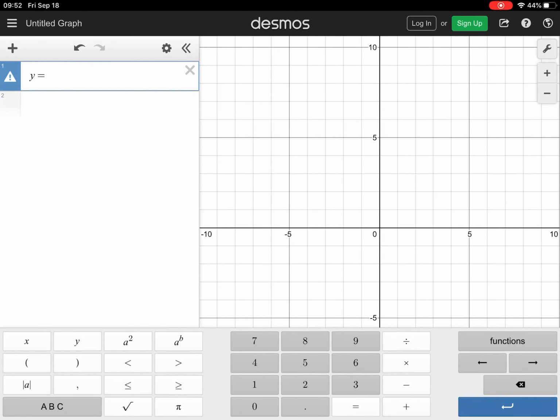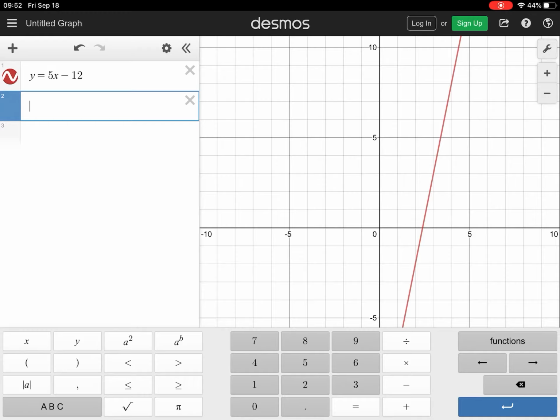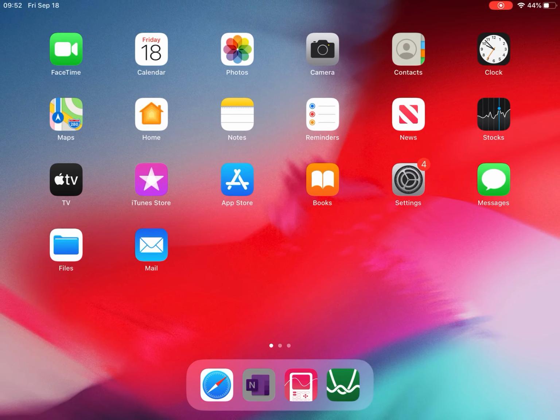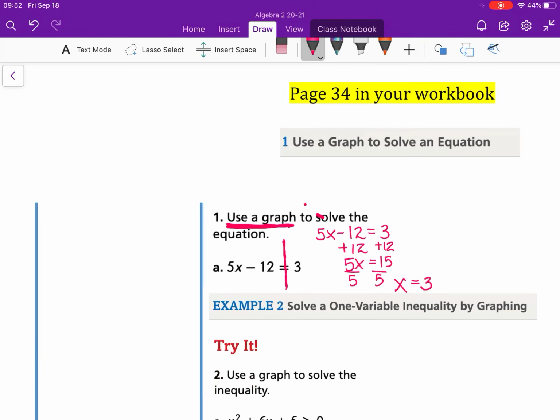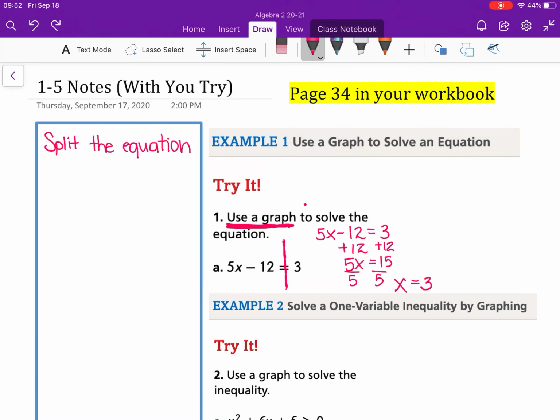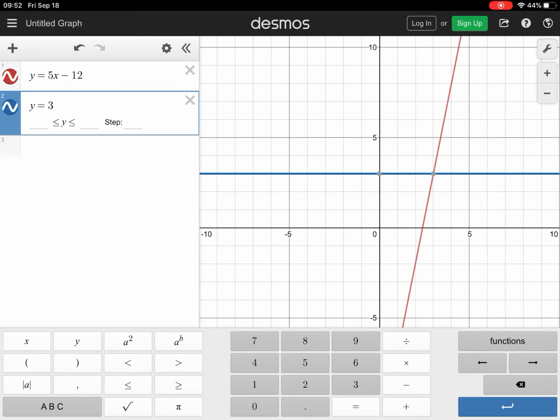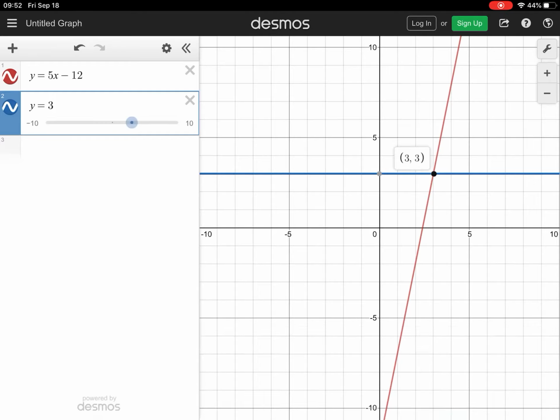In Desmos, I'm going to go over here and say y equals 5x minus 12. And then in y2, I'm going to put y equals 3. So notice what I did here. I took the equation and put each expression in as y equals. So right here, 5x minus 12, y equals 3.